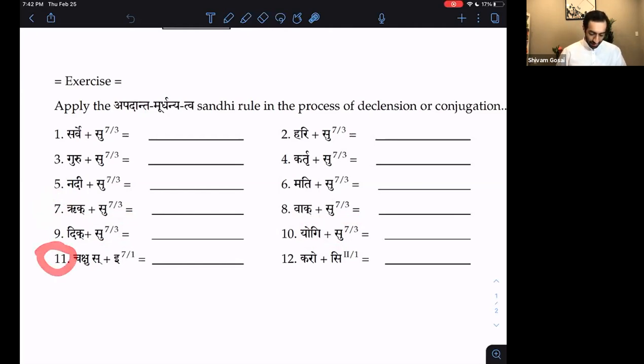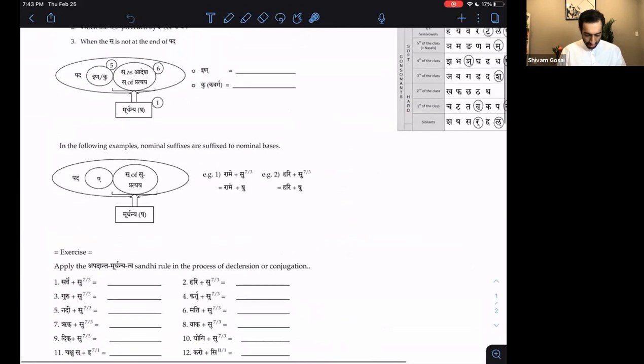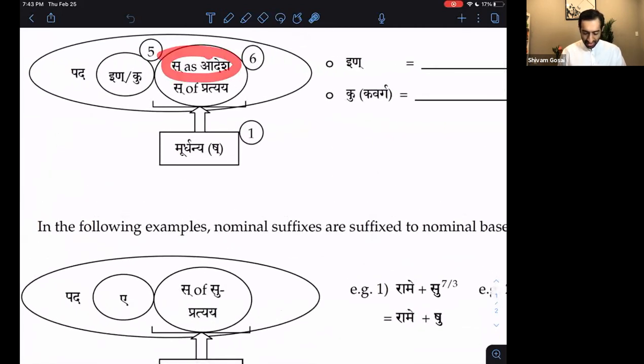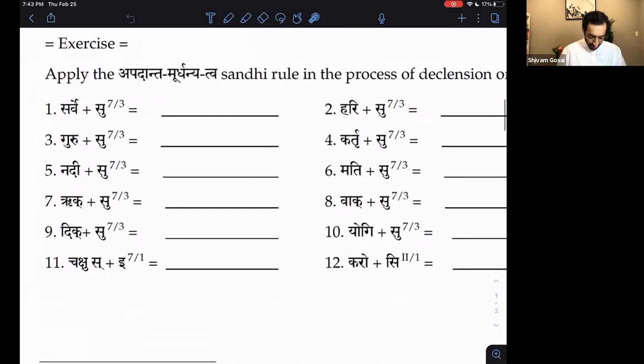Now, if you look at number 11, it is an example where the sakara is an adesha, a replacement, or an addition in this case. So first, the word is chakshu. Now, chakshu in 7.1 gets this adesha, it gets an extra sakara added to it. So the sakara is that of an adesha. It's just an addition that's added there.